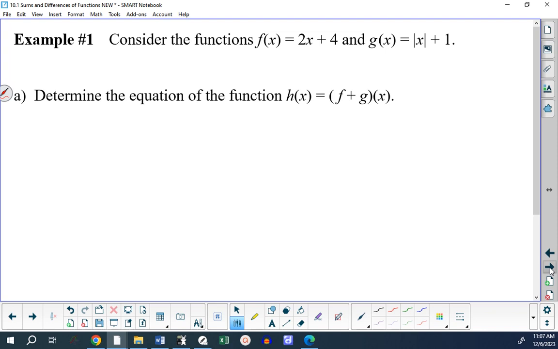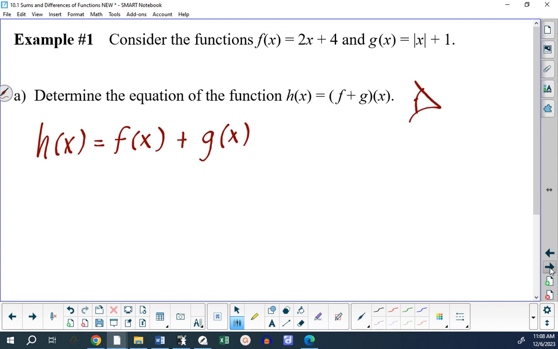So, first thing we are asked to do is determine the equation of f plus g, quantity of x. So sometimes I will say instead of f plus g of x, or instead of f plus g, I will say f plus g quantity of x. Well, h of x here is simply equal to f of x plus g of x. In fact, I would argue that when you see this, your brain should already have translated it to f of x plus g of x.